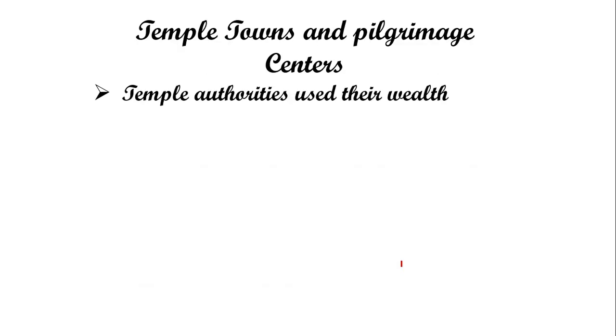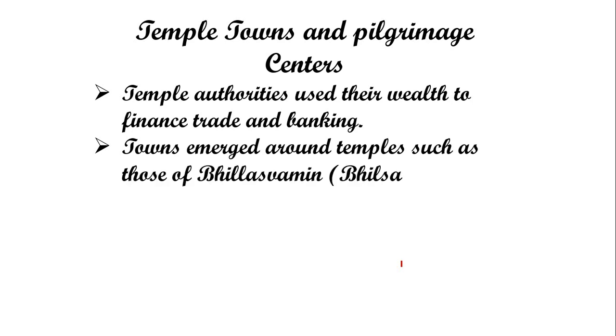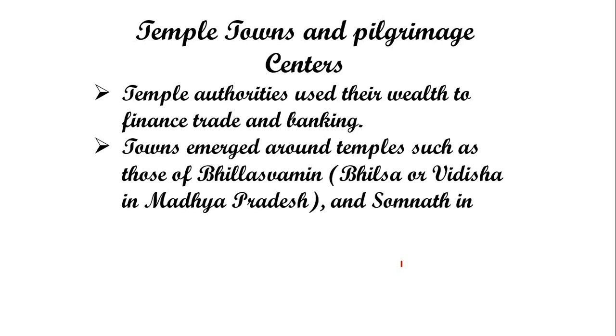And the temple authorities used their wealth to finance trade and banking. Towns emerged around temples such as Bilaswamin, that is, Bhilsa or Vidisha. At that time the temple was known as Bilaswamin, and now it is also known as Vidisha, and it is in Madhya Pradesh.